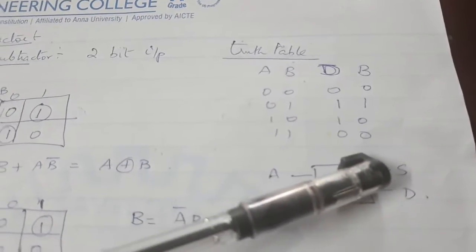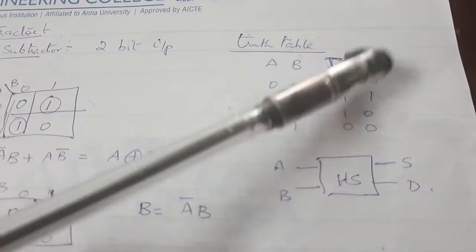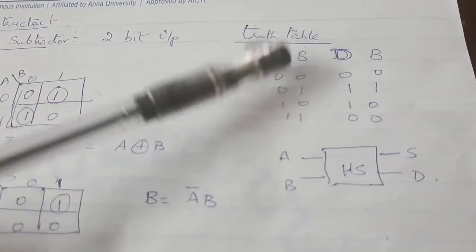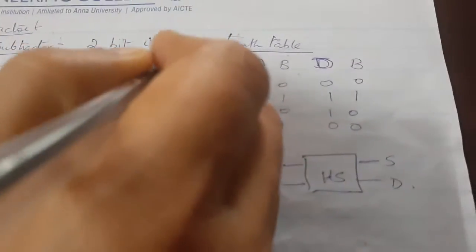So you will have two inputs A and B, and the outputs are difference and borrow. That is what D and B are: D is difference, B is borrow. For input 0 0, the output is 0 0. For 0 1, if you subtract, what will be the answer?